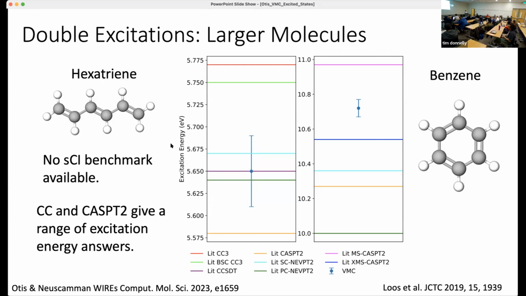In the hexatriene case, this doubly excited state in fact has a fair amount of singles character mixed in, and VMC agrees well with coupled cluster. And then we can also make comparisons over a fairly wide spread in predictions from the different multi-reference perturbation theories for the benzene example.